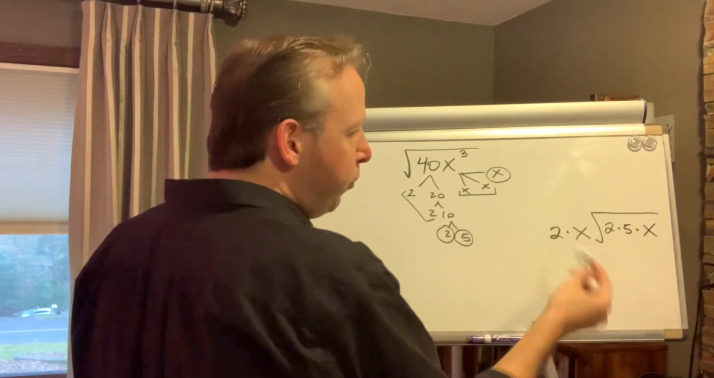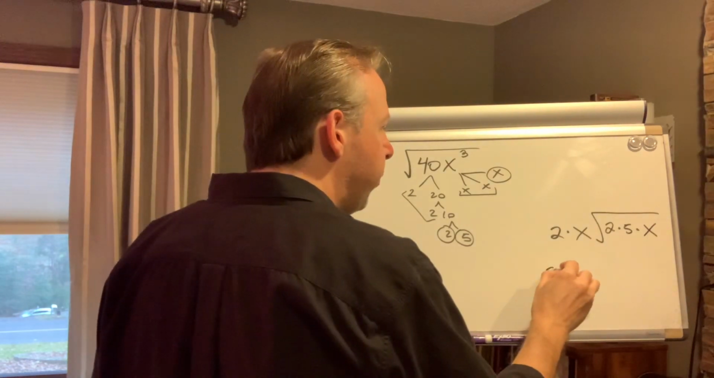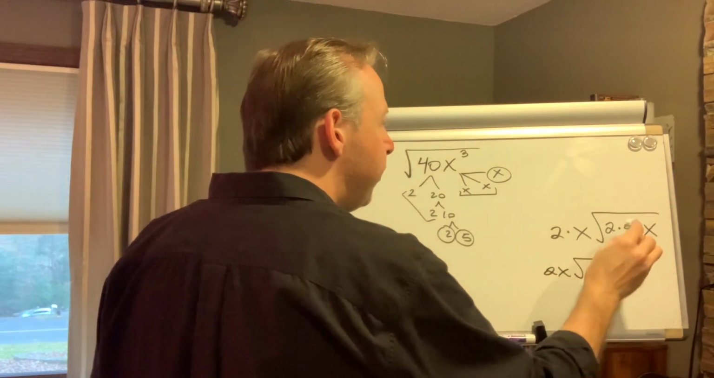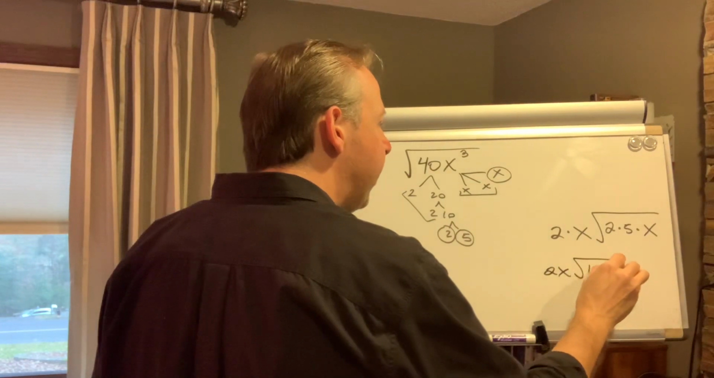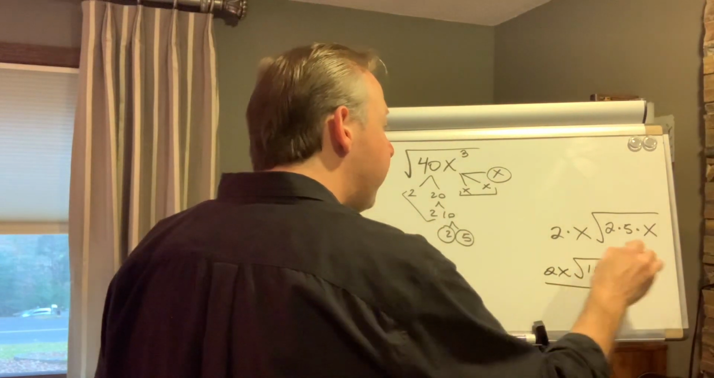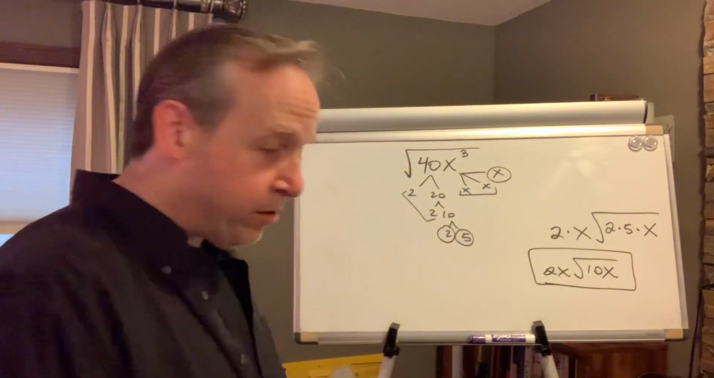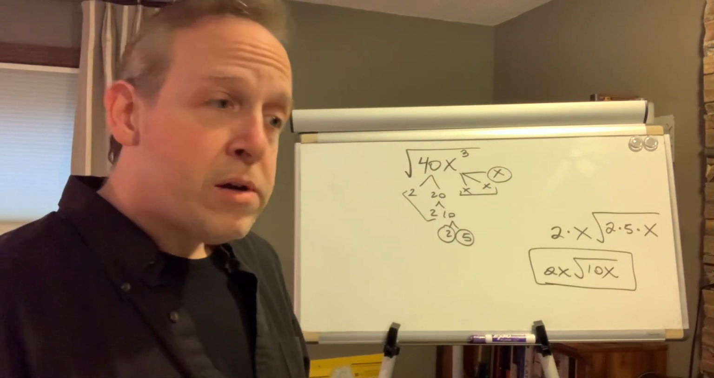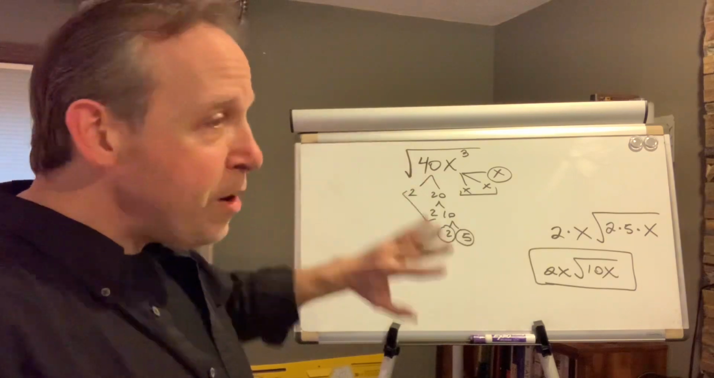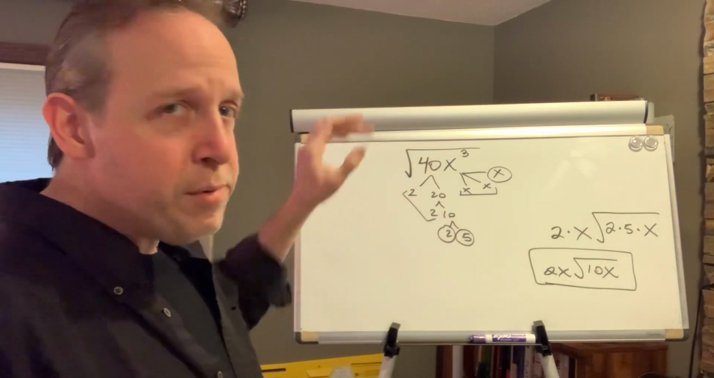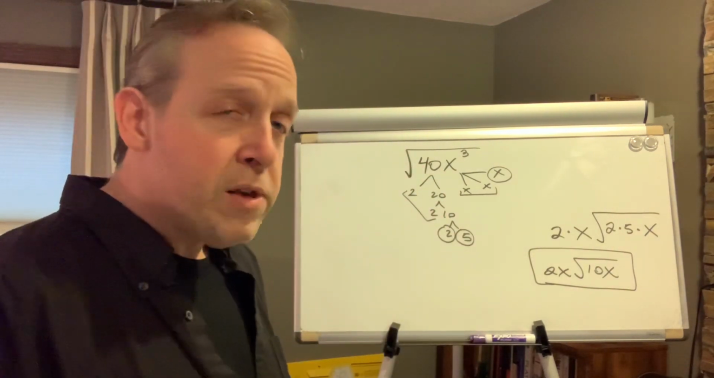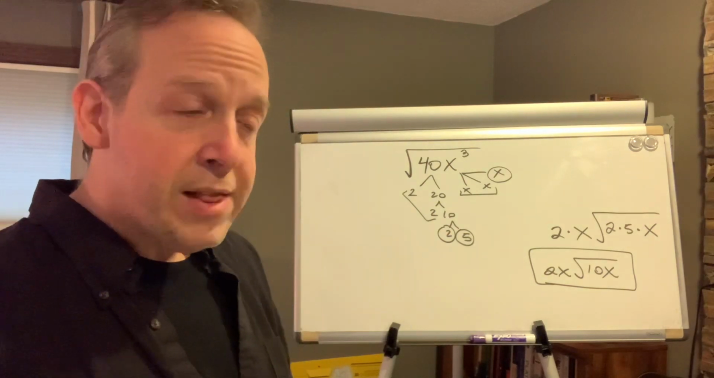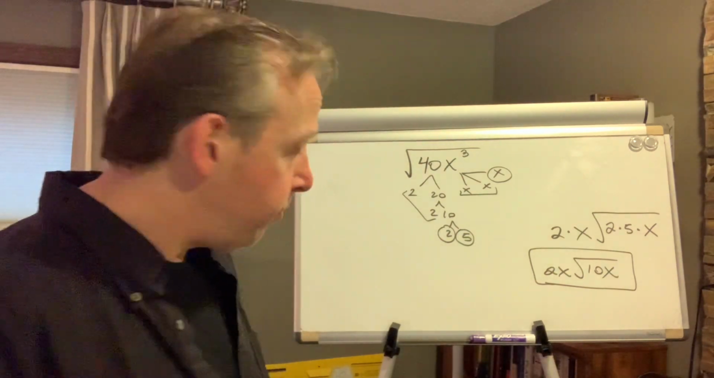And now I'm going to reduce this. 2 times x, of course, is 2x. 2 times 5 times x is 10x. This is how the radical reduces. And again, it's because you're looking for prime factors that recur in the same frequency as the kind of root. It's a square root, so we're looking for things that occur in groups of 2. Leftovers stay under the radical.